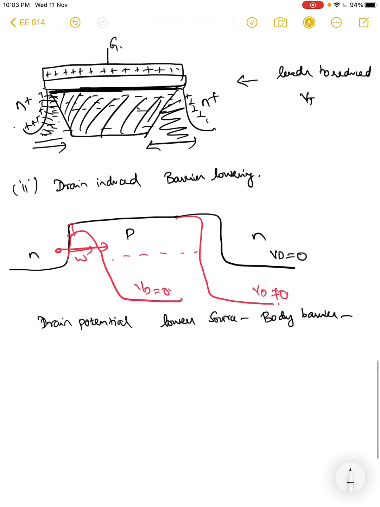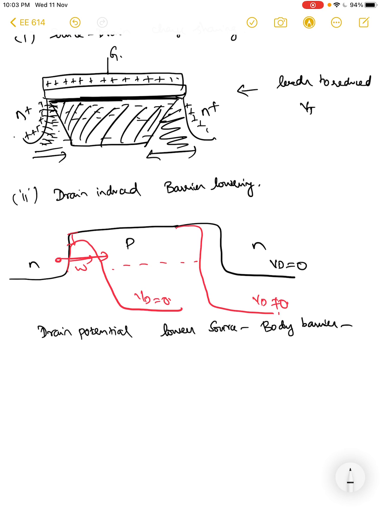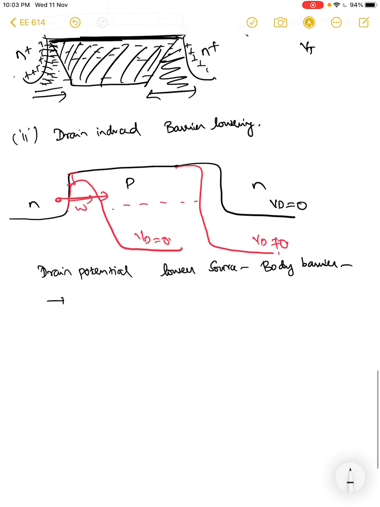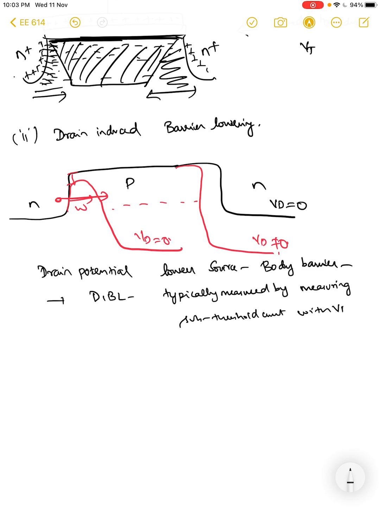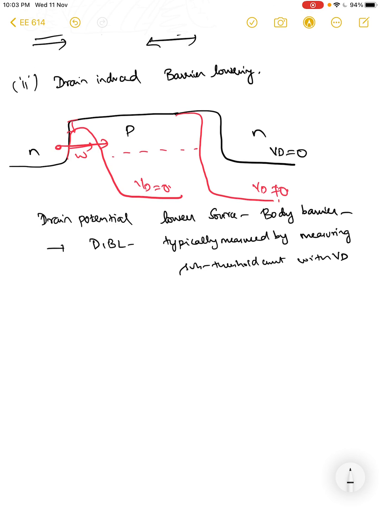And DIBL is usually measured by measuring the subthreshold current with the drain voltage dependence. So basically your subthreshold current increases as VD increases. That's because you have more and more barrier lowering if the potentials are higher, right? If you can remember, you can see that if VD is much higher, you will have a much deeper lowering and a much thinner barrier for the electrons to tunnel across.